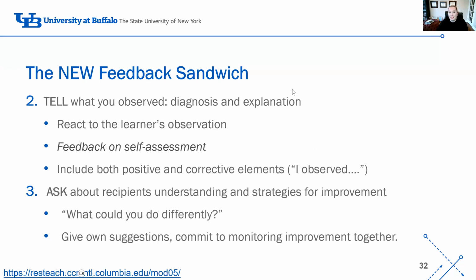And then into tell what you observed in an explanation. I react to their observation, what their self-reflection was, and I include here both positive and corrective elements. The same rules apply about limiting the amount you give, and the same suggestions per Catherine about completing that positive statement before moving on into a more corrective statement. But then in the end, asking about their understanding.